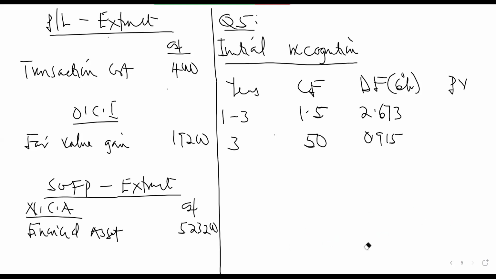If we multiply, what are we getting? The first one is 4.01, and the second one is 45.75. The total is 49.76. So this is how it works, but what is the total amount given to these people?